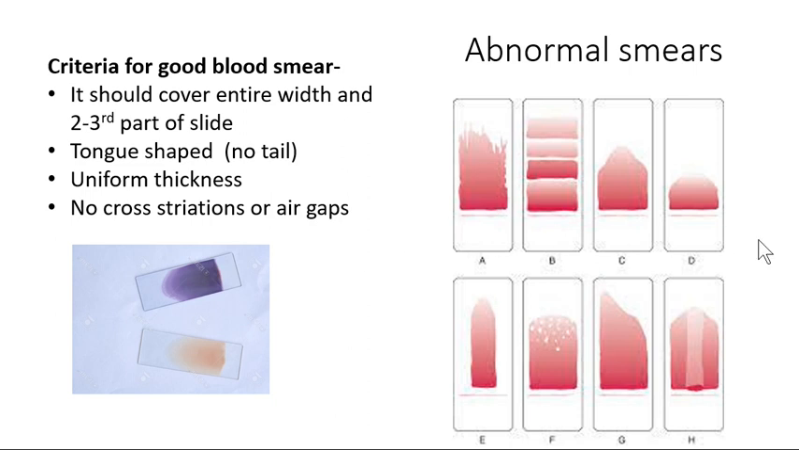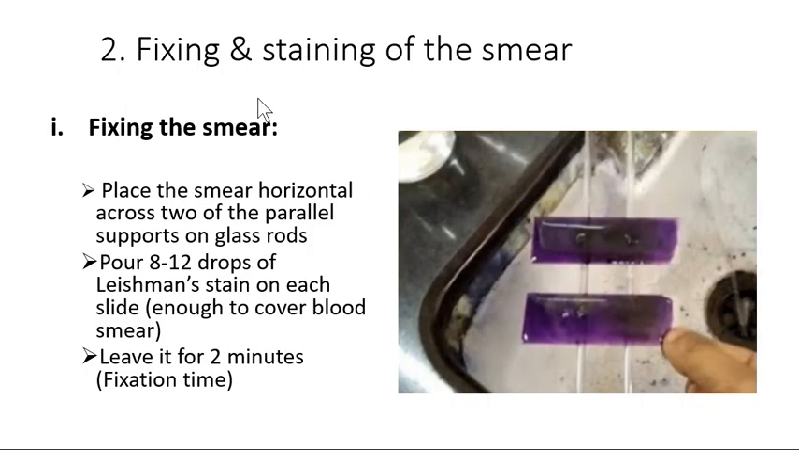So let's see the second part, which is staining. So next part is fixing and staining of smear. Now why are we talking about this fixing? So first of all, you have to let the smear dry. You have made a smear and now the smear is dry, right? Now after that, what you have to do is place the smear horizontal across two parallel glass rod supports. As you can see in the image, these are glass rod supports.